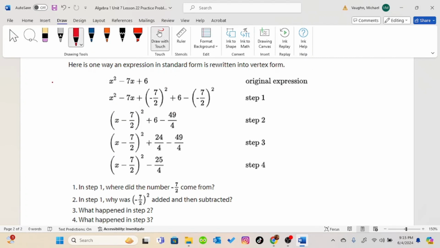Middle of page 2. Here is one way an expression in standard form is rewritten into vertex form. Number 1. In step 1, where did the number -7/2 come from?